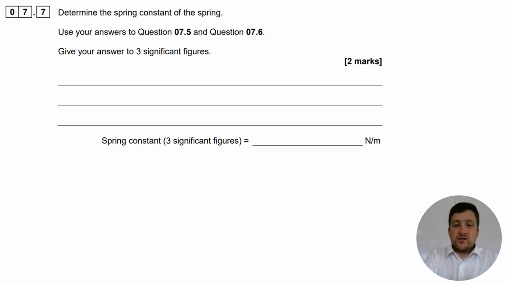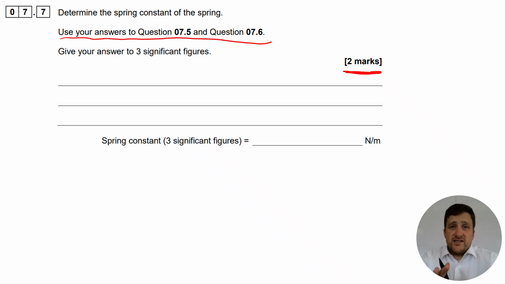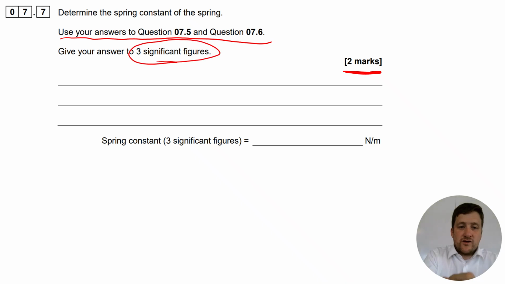This is really important because it's 2 marks, which means you're plugging numbers in, you're just substituting numbers in. It's nothing that complicated. And again, use your answers. So even if you guessed the previous 2, or you're not sure if you got the scale correct, you can use those answers. It's not a problem, okay? And then give your answer to 3 significant figures. That's probably the most important bit, to be honest, to get that 3rd mark, or 2nd mark, I should say.